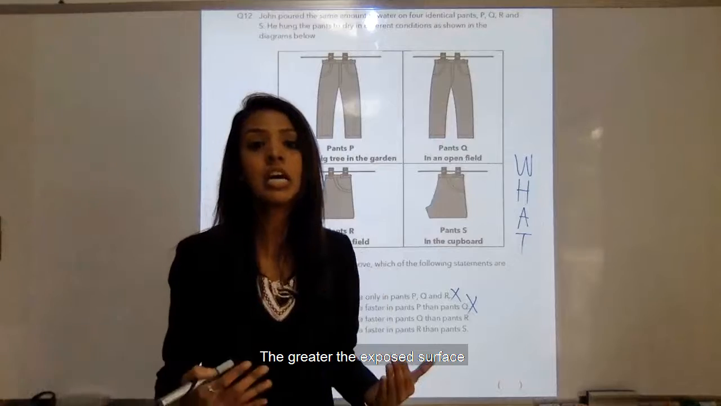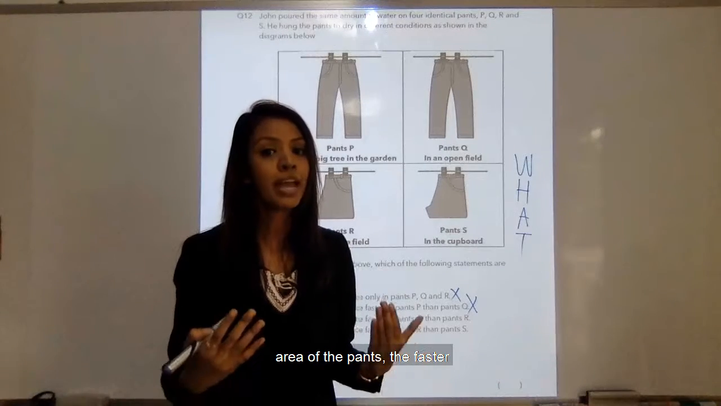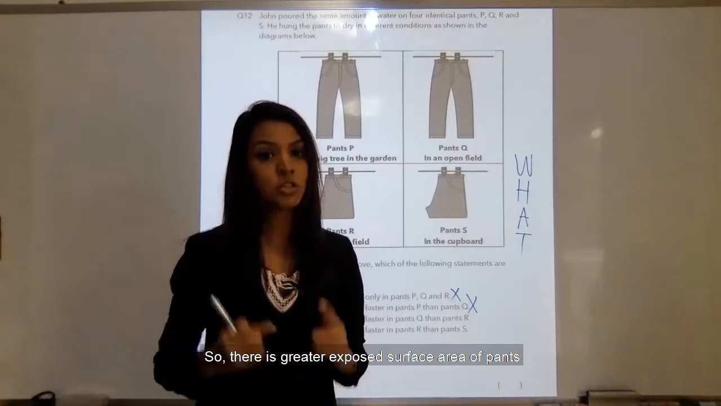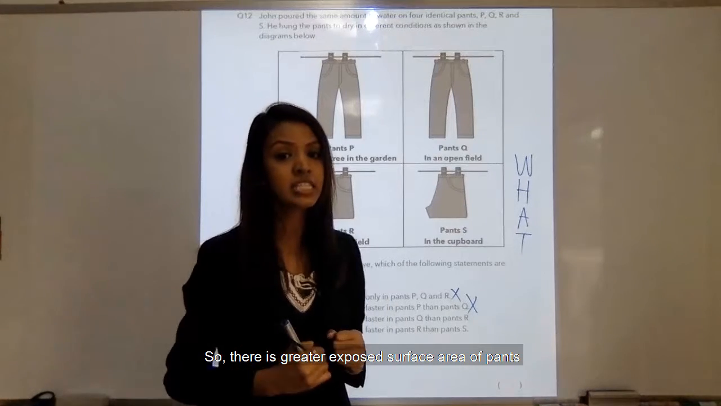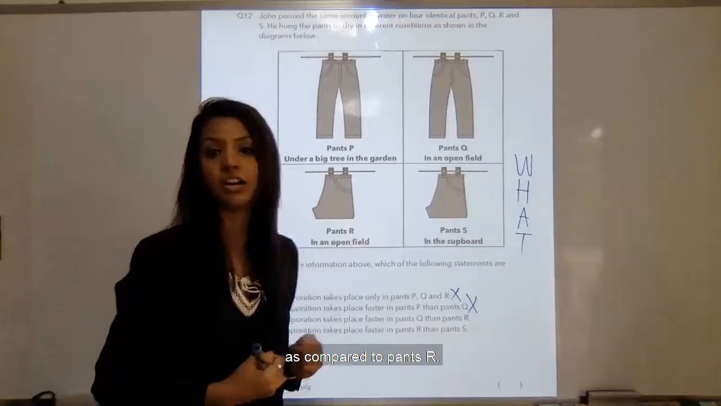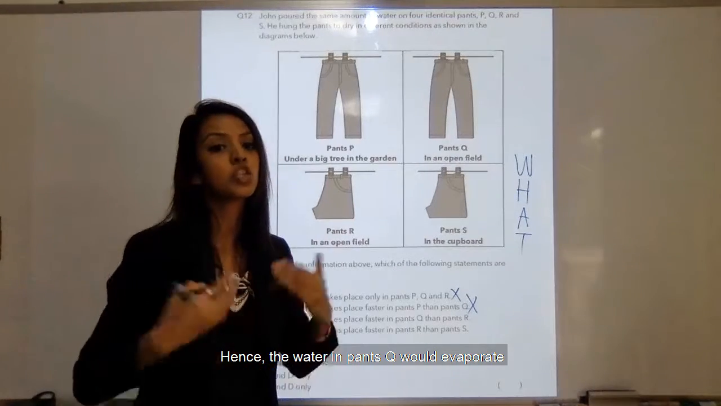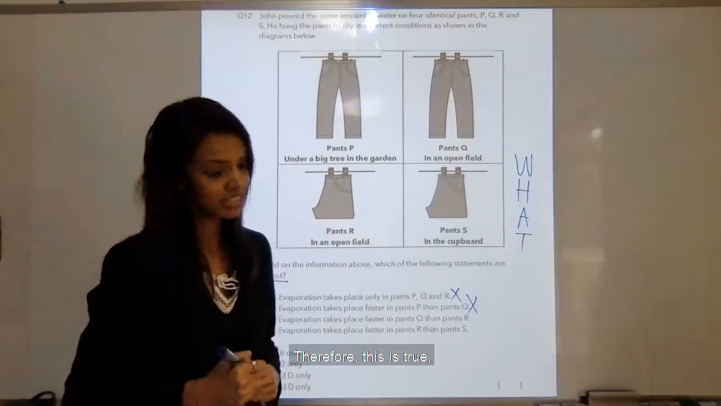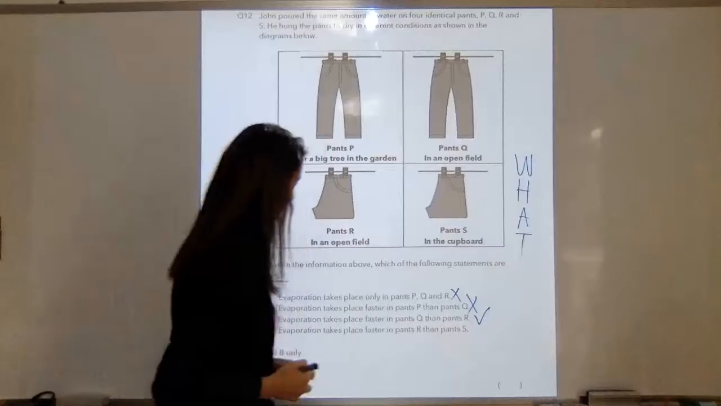The greater the exposed surface area of the pens, the faster the rate of evaporation of the water in the pens. So there's greater exposed surface area of pens Q in contact with the surrounding air as compared to pens R. Hence, the water in pens Q will evaporate faster than the water in pens R. Therefore, this is true.